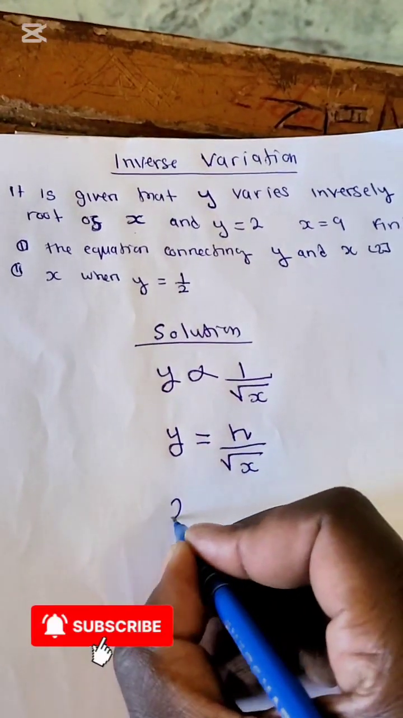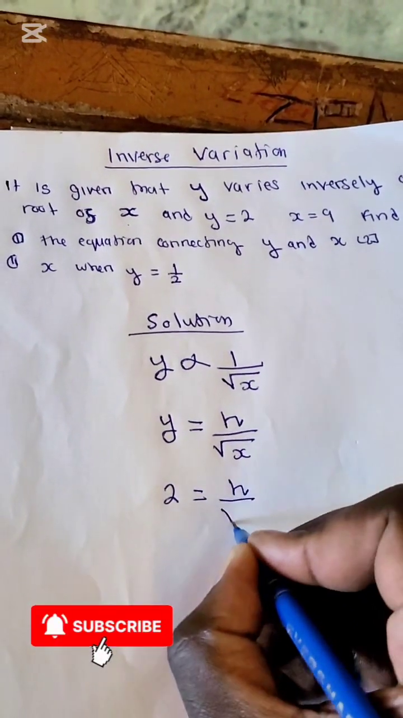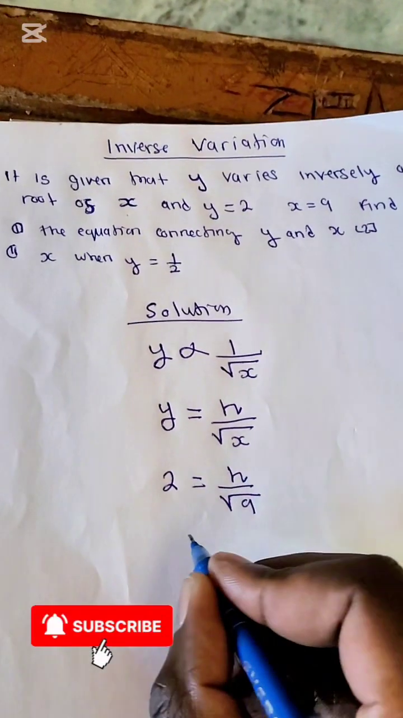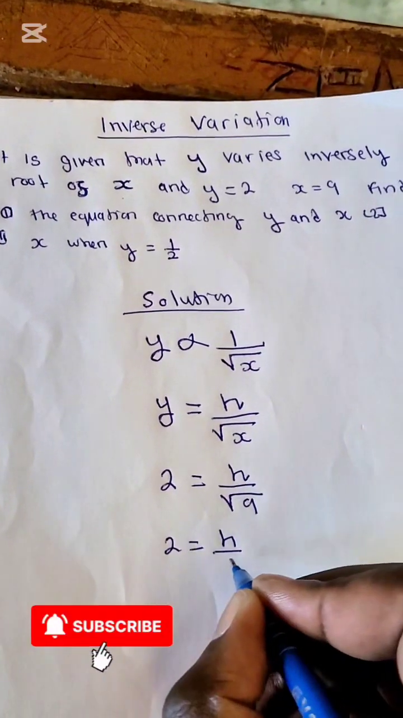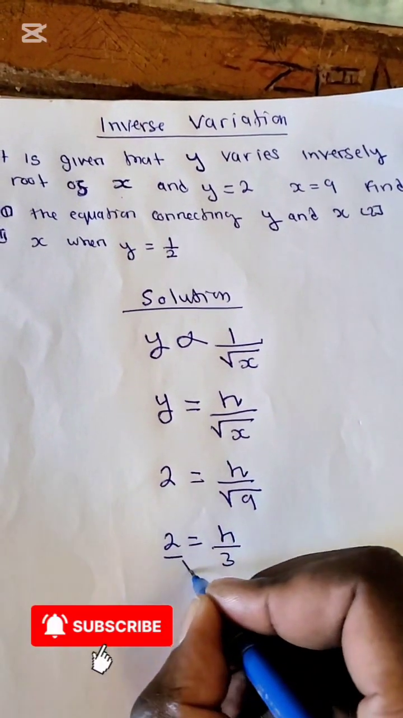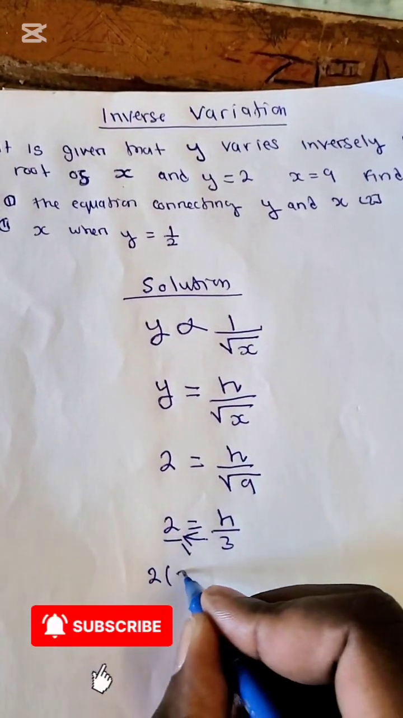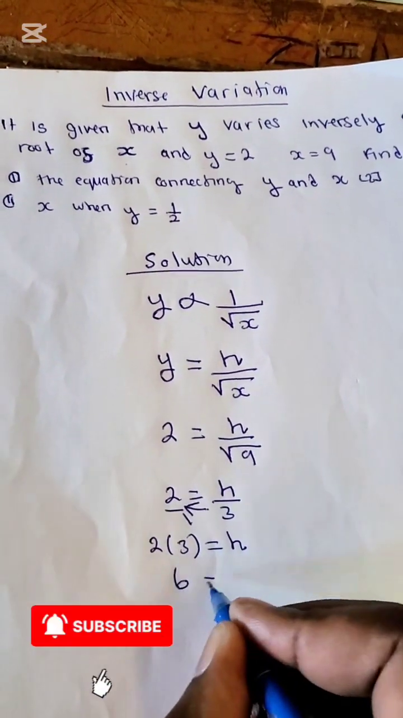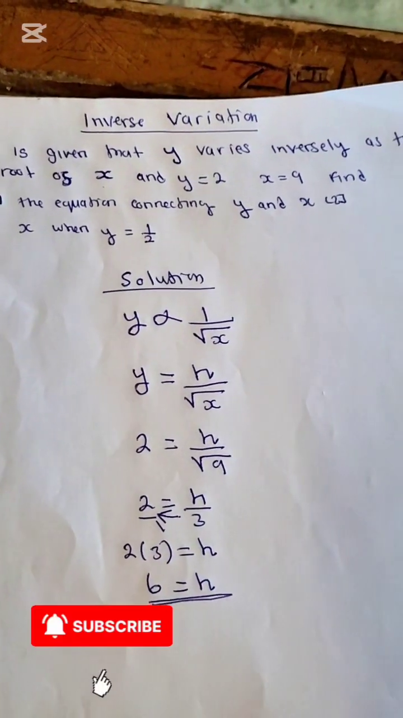What is y? y is 2. So 2 is equal to h over the square root of x. x is given as 9, so 2 is equal to h over the square root of 9. The square root of 9 is 3, so we cross multiply: 2 multiplied by 3 is equal to h. 6 is equal to h. So the value of h is 6.